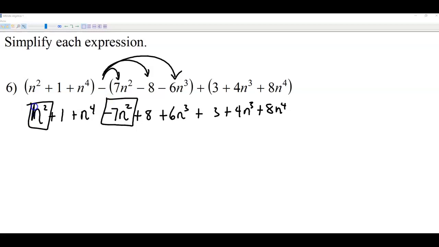You can imagine there being a 1 in front of that. So what is 1 take away 7? That would be -6, and then you keep the n squared the same. I'll cross those off to show that I'm done, and I'll continue.